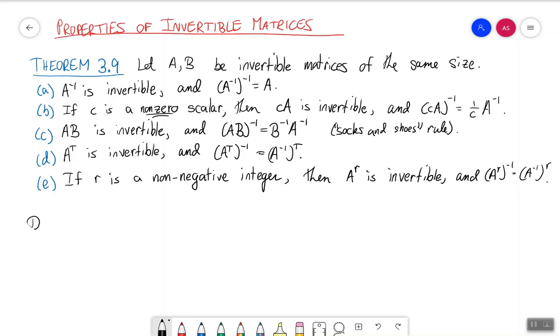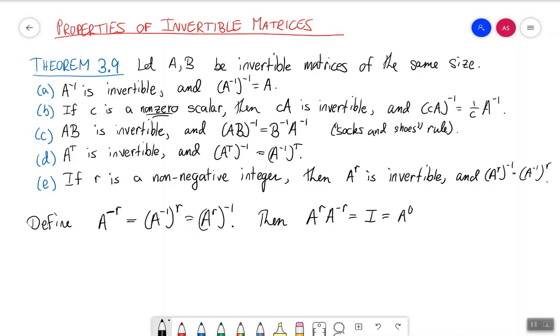So what we do is we define A to the minus rth power to be A to the minus first power itself raised to the rth power, which by part E of the theorem is the same as A to the rth power inverted. Then we get that A to the r times A to the minus r is equal to the identity matrix, which you can also think of as A to the 0th power, just like we do with real numbers.